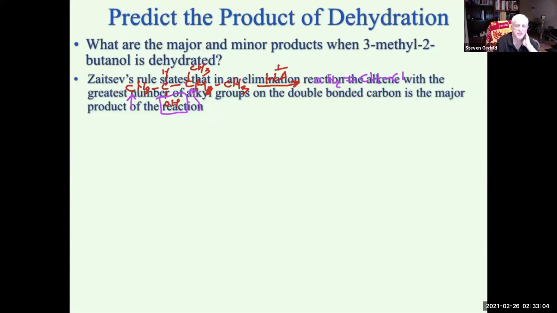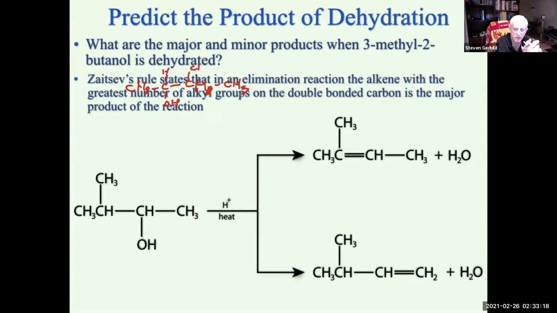All right, so the Zaitsev rule states, in an elimination reaction, the alkene with the greatest number of alkyl groups on the double bonded carbon, okay, is the major product. So here's our reaction. This is what we're starting with. This is 3-methyl 2-butanol. Add acid and heat, and you get one product here and the other product here.